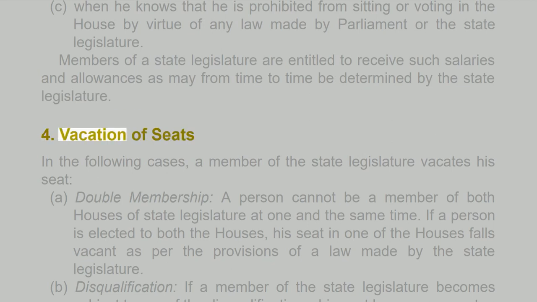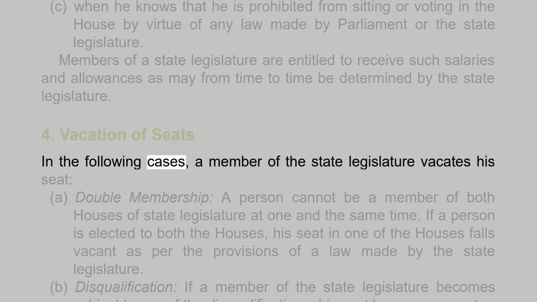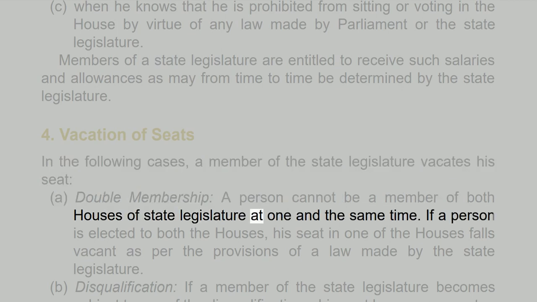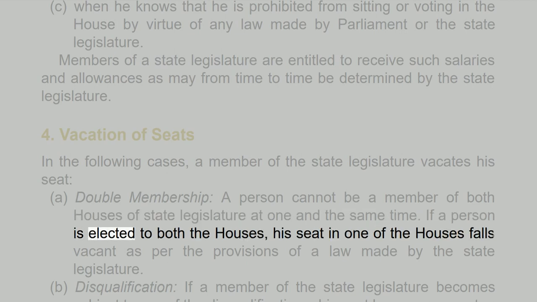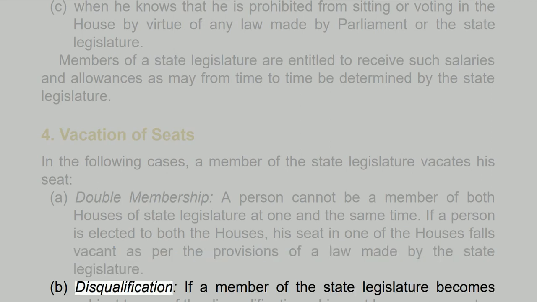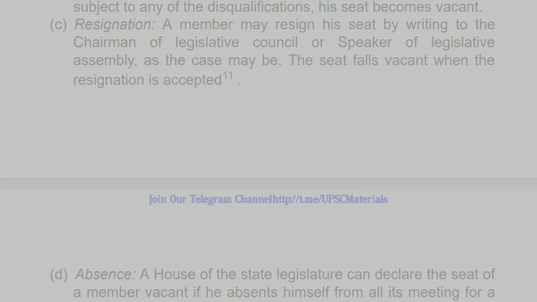4. Vacation of seats. In the following cases, a member of the State Legislature vacates his seat. A. Double membership. A person cannot be a member of both houses of State Legislature at one and the same time. If a person is elected to both the houses, his seat in one of the houses falls vacant as per the provisions of a law made by the State Legislature. B. Disqualification. If a member of the State Legislature becomes subject to any of the disqualifications, his seat becomes vacant. C. Resignation. A member may resign his seat by writing to the Chairman of Legislative Council or Speaker of Legislative Assembly, as the case may be. The seat falls vacant when the resignation is accepted.